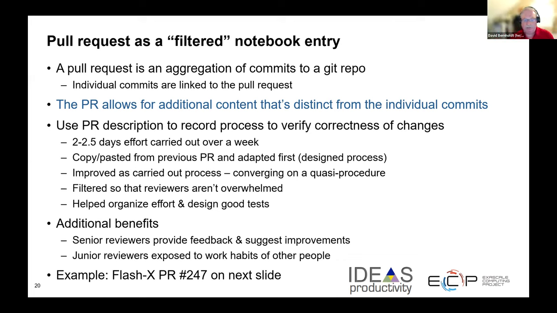This pull request description can be filtered compared to the individual commit messages so that the reviewer who's looking at your code to check it over is not overwhelmed. And all this is going to help organize the effort that you're making and help you design proper tests for the change that you want to make. It also has some additional benefits. If you want someone more senior, more experienced to look at your pull request and provide feedback or suggest improvements, giving them the summary helps them because it focuses their attention, gives them a sense of what you did and why you did it, and is a concise way to represent things.